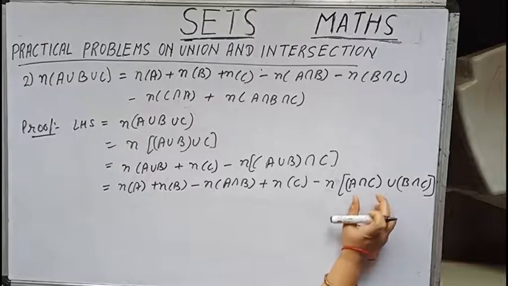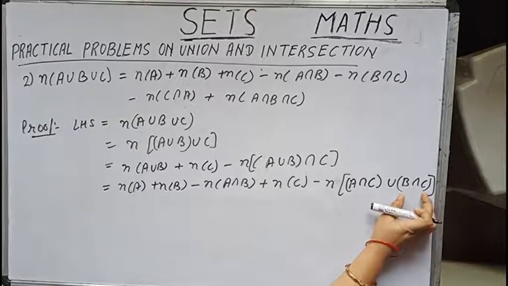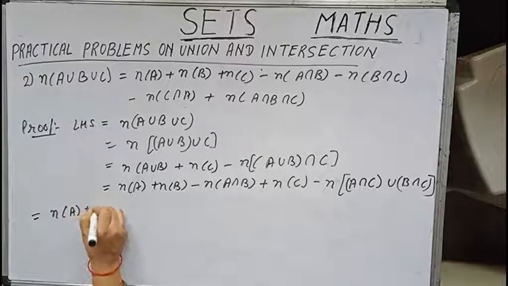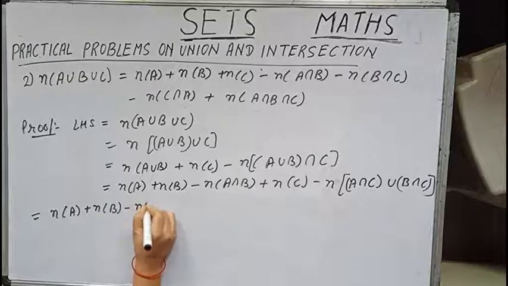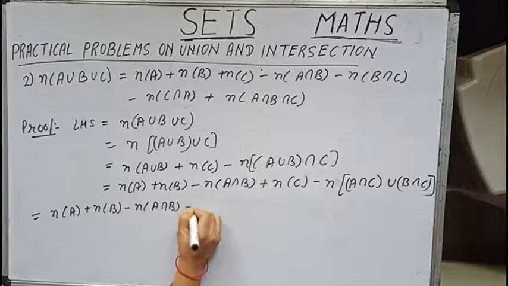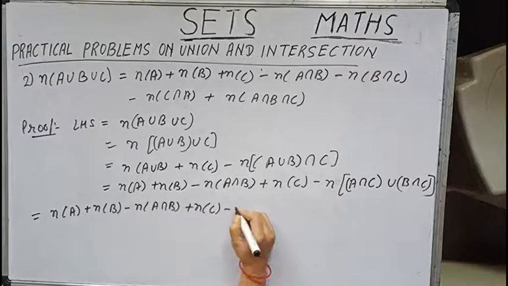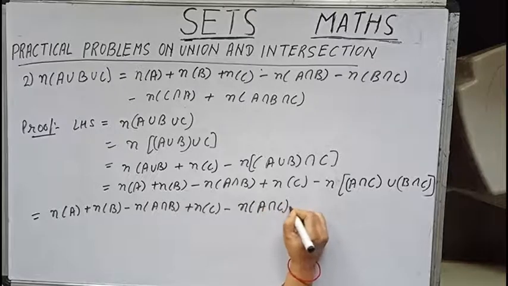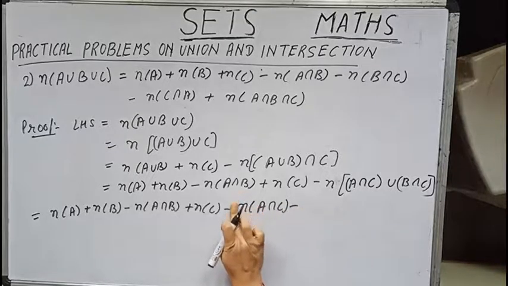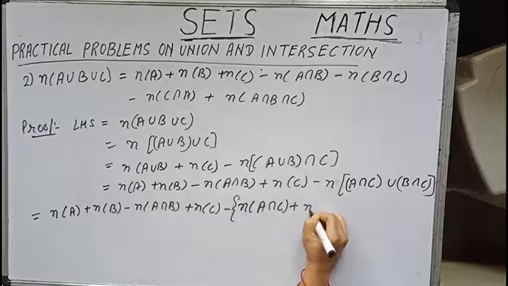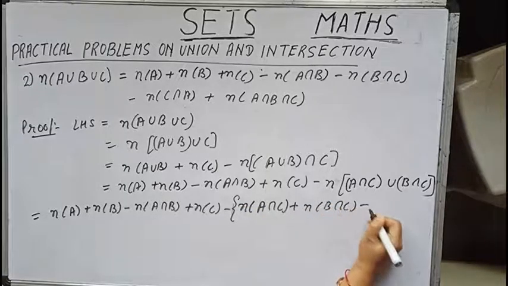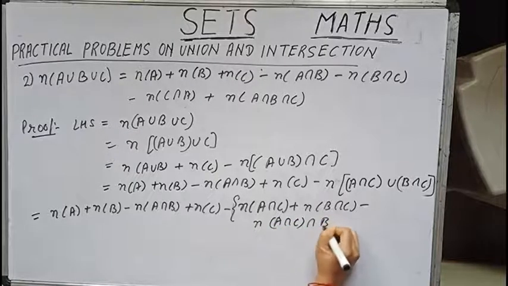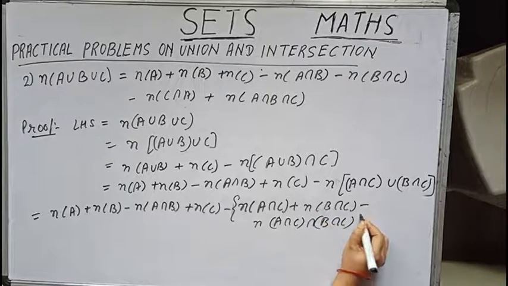Again we will utilize the first formula for these two sets, that is A intersection C and B intersection C. So this we can now write as n(A) plus n(B) minus n of A intersection B plus n(C) minus, now we will be writing over here, n of A intersection C plus n of B intersection C minus n of A intersection C and intersection B intersection C.